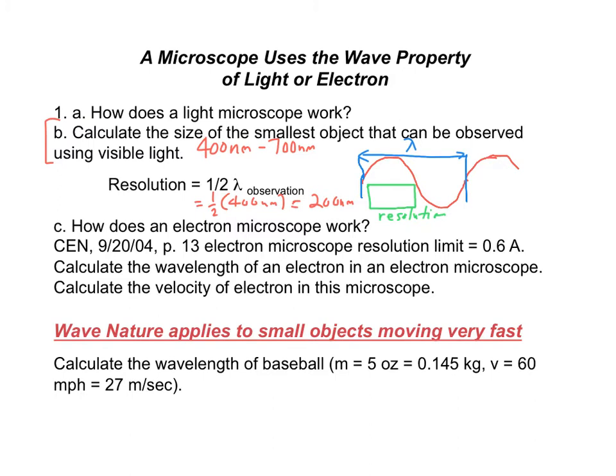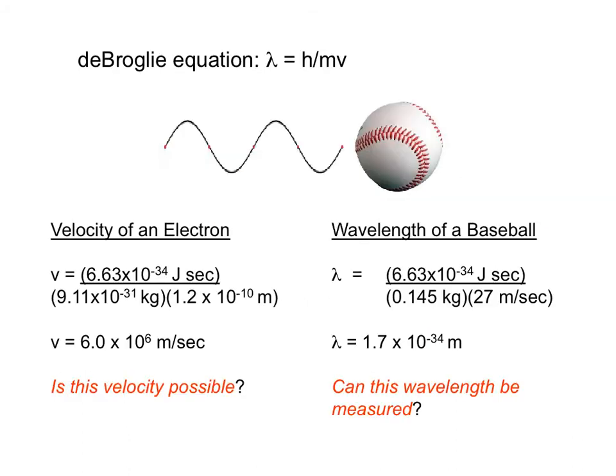An electron microscope can view much smaller objects than a light microscope. So stop the video and calculate the wavelength of an electron in an electron microscope and compare this wavelength to the wavelength of a baseball traveling 60 miles an hour. And the answers are... So this is the wavelength of an electron in an electron microscope. And using de Broglie's equation, this is the velocity the electron travels. Magnets are used to achieve that velocity.